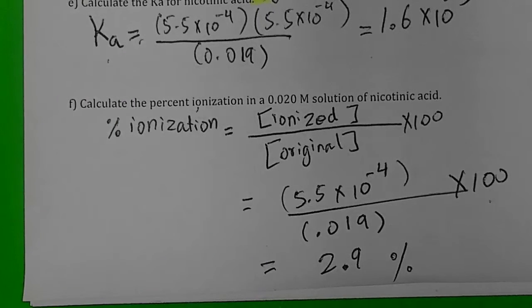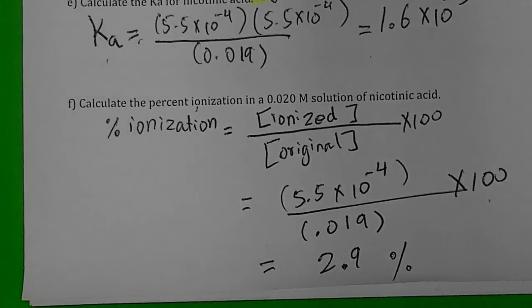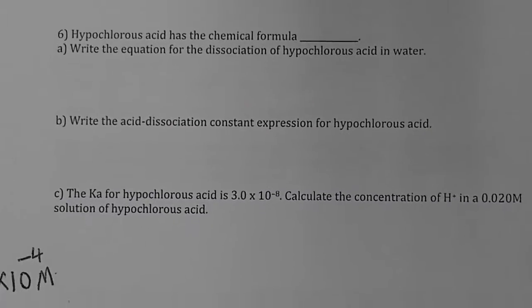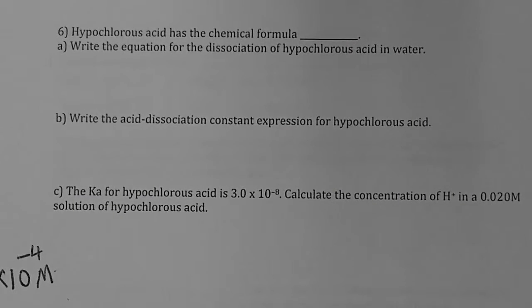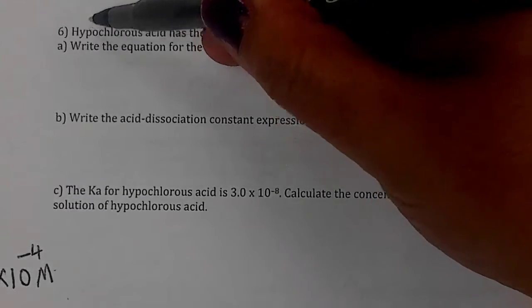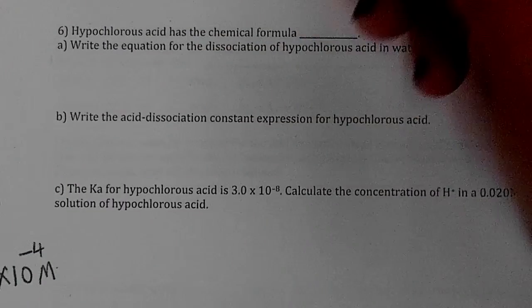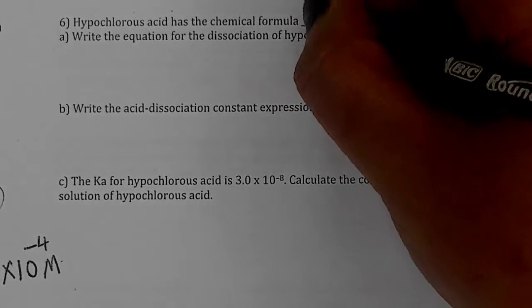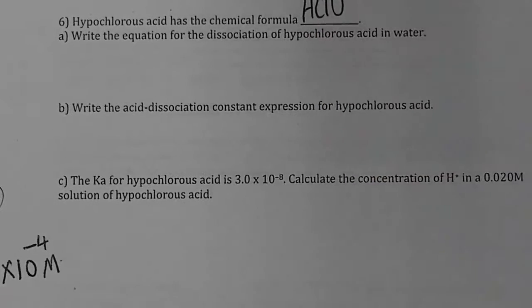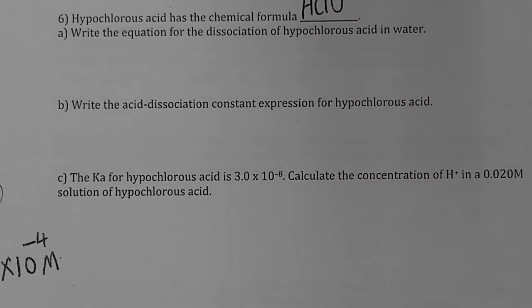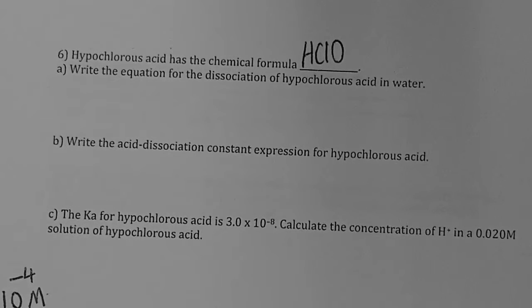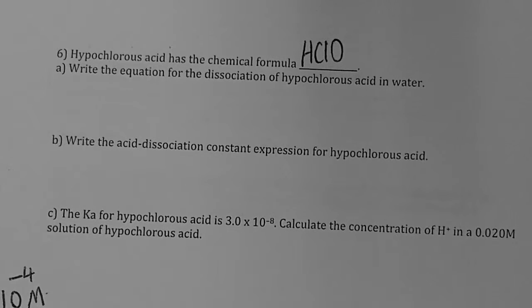Now you're pretty much going to do this one with me, so you have to tell me what it is. Hypochlorous acid. HClO. Yeah. Or you can say HOCl. Sometimes people flip things, which is fine, because the H will attach to the O, and then they like to write H first. So anyway, write the equation for dissociation.